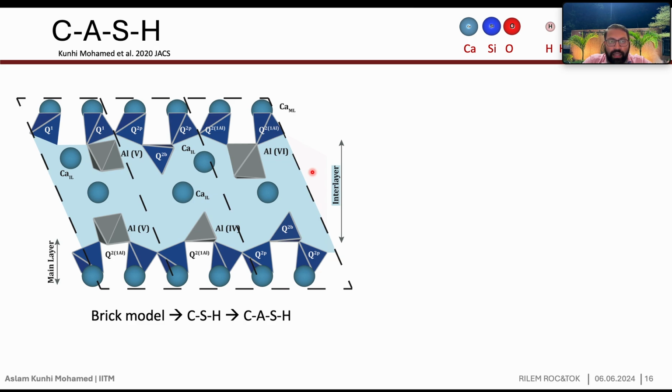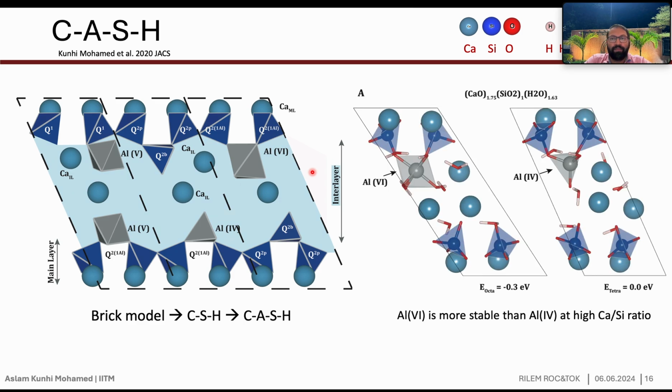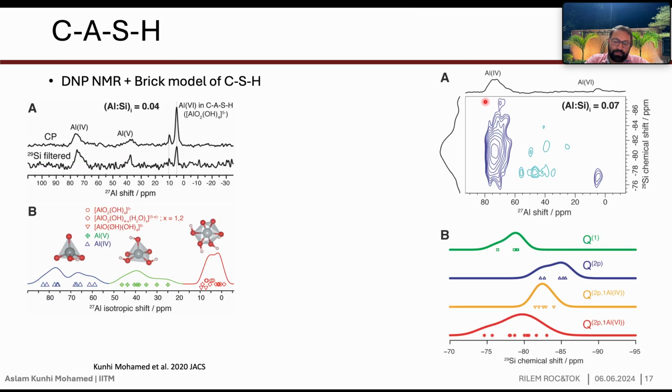So we reanalyzed this by using DFT, the brick model, and calculating the energies using DFT. And we realized that for the same stoichiometry, aluminum in six-fold coordination is much more stable than aluminum in four-fold coordination for a calcium silicon ratio of around 1.75. So this was interesting, and contrary to what people have believed so far.